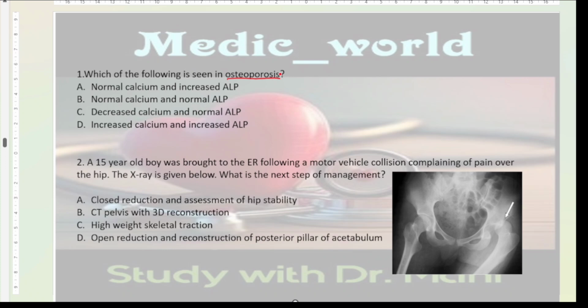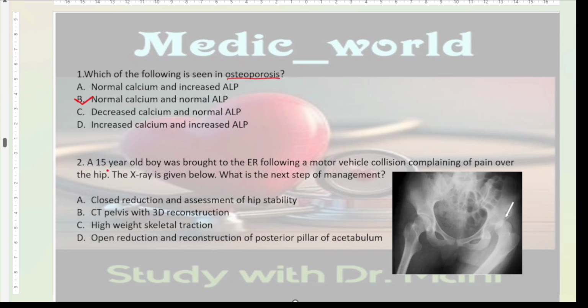We all know osteoporosis is a common metabolic bone disorder which is characterized by a diffuse reduction in the bone density due to decrease in the bone mass. Now, in the question, we are asked about the chemical parameters, that is, calcium and ALP levels. In osteoporosis, the calcium and ALP levels and also phosphate are within the normal range. So the answer to this question is option B, that is normal calcium and normal ALP.